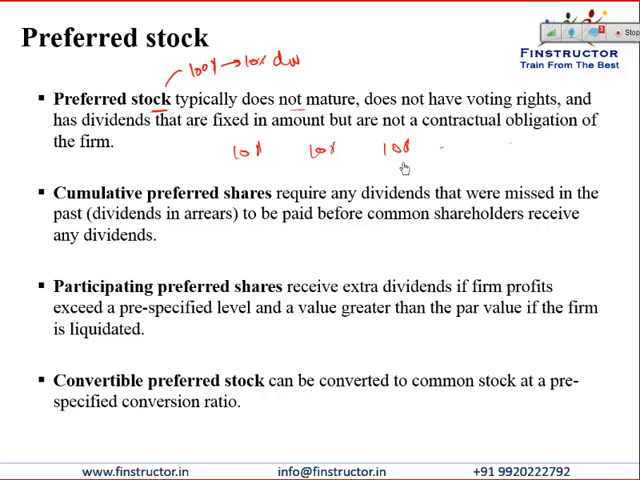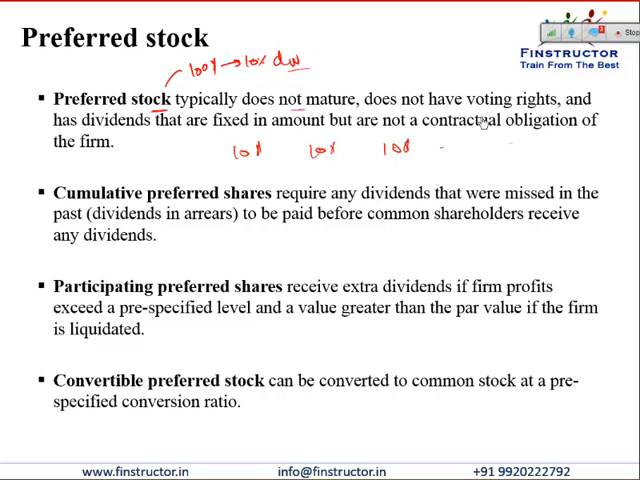However, there is no pre-decided date at which this $100 will be redeemed or at which the preferred stock will be extinguished. So this $10 will continue for the life that the preferred stock is outstanding. There is no date at which the $100 principal will be returned. So the interest or the dividend will be continuously paid.